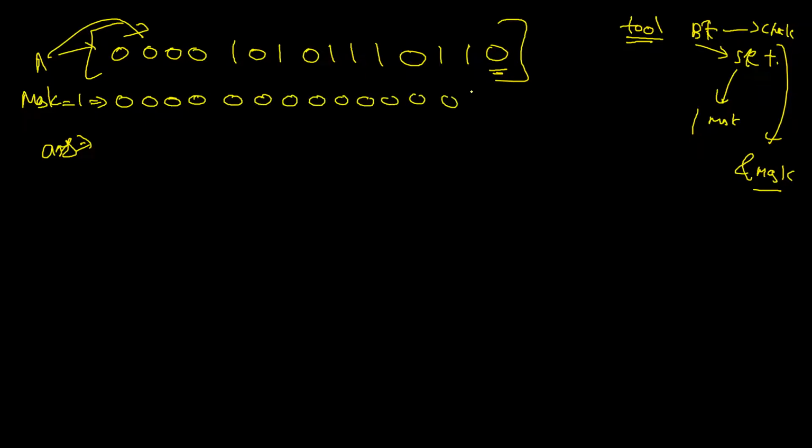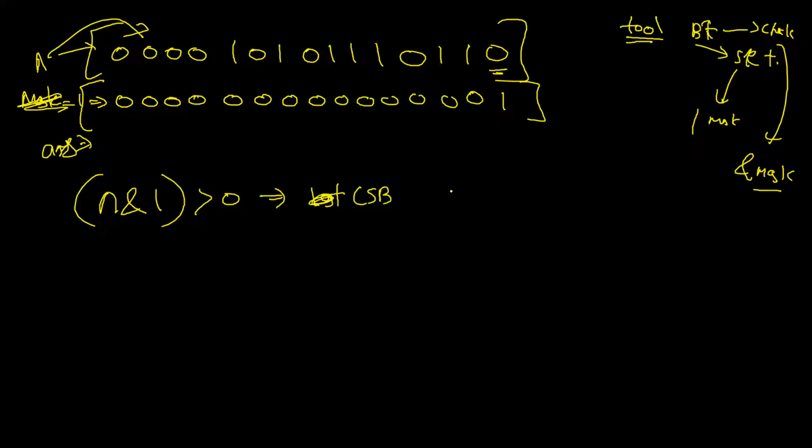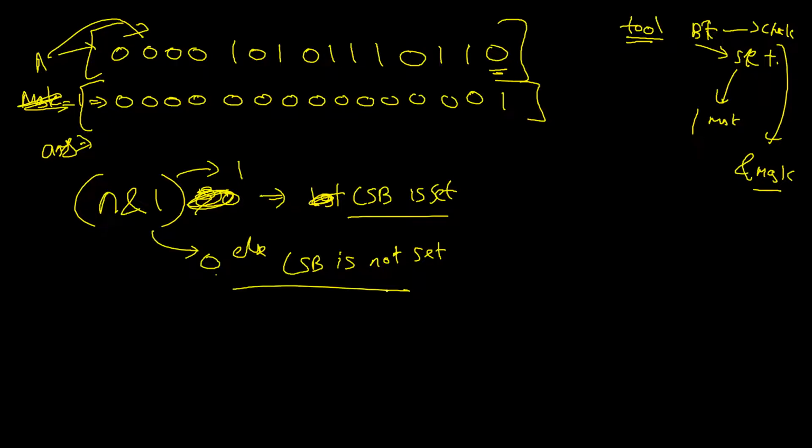except for the last one. Agreed? I'll just check n ampersand 1. 1 is the mask. Is this guy greater than 0? क्या निकलेगा इसका मतलब? Last bit is LSB is set. Else LSB is not set. क्यों guys? This guy will not even give greater than 0. It will give 1 only. 1 मतलब LSB is set. 0 मतलब LSB is not set. Do you guys agree with this statement? Hello? सबको समझ में आ रहा है क्या कर रहा हूं मैं?